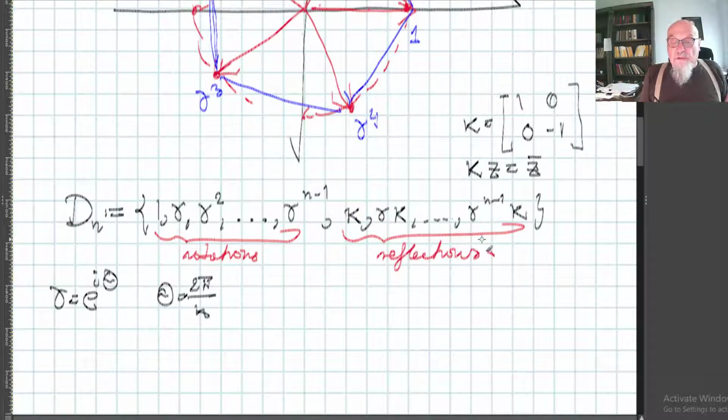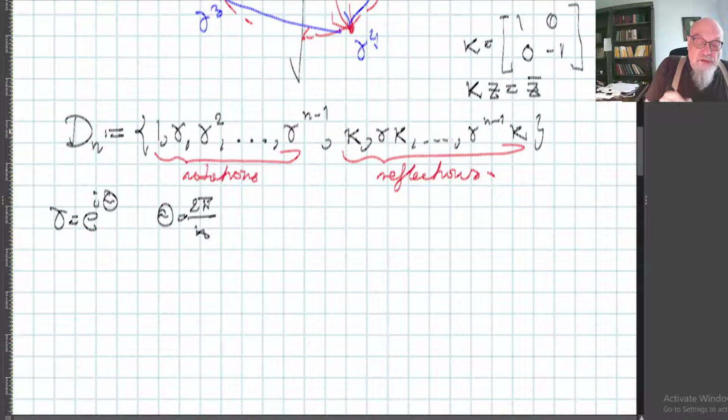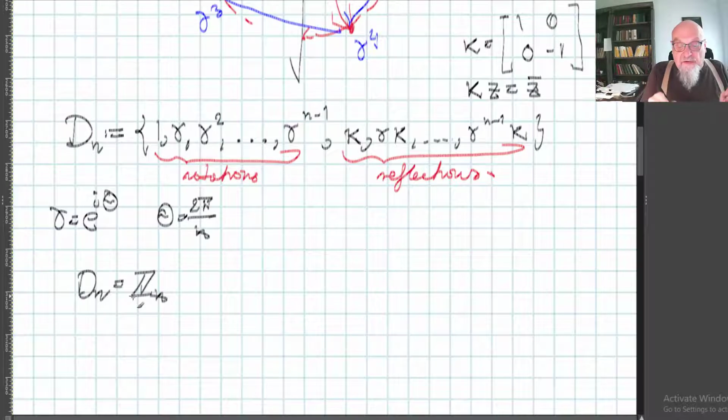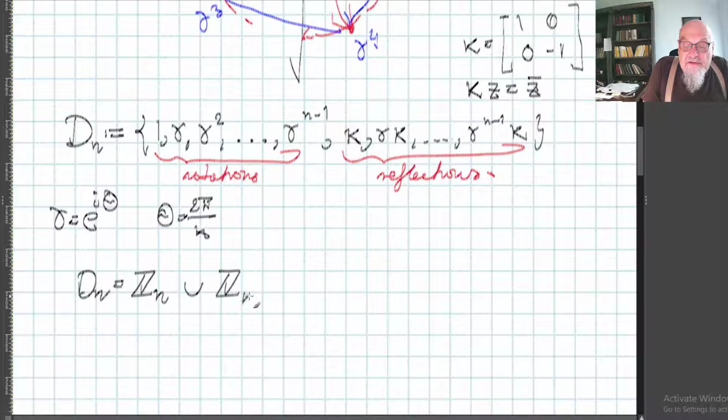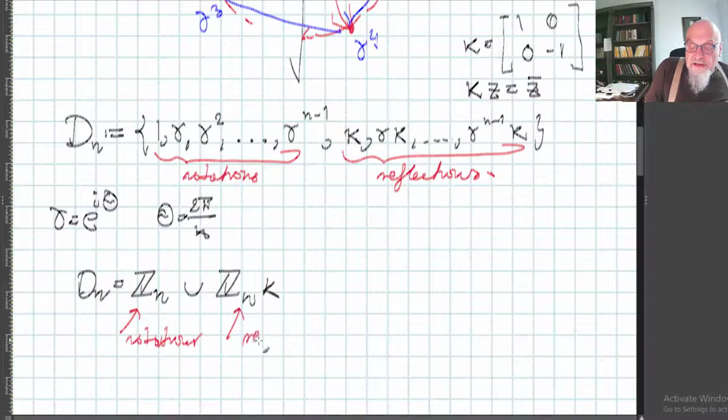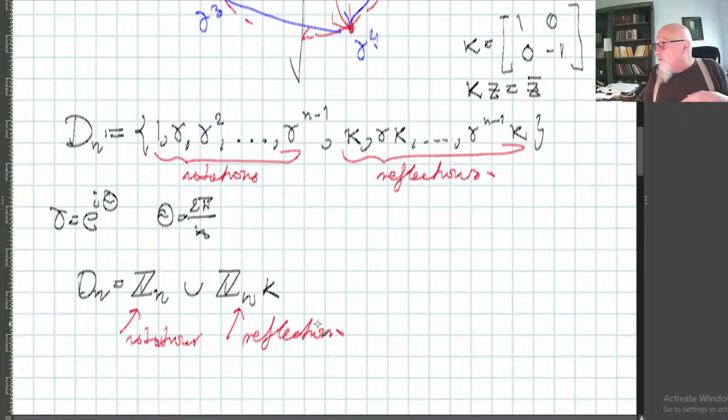So what are the rotations? Rotations are the roots of identity. Clearly, roots of identity. So it is convenient to write that this can be written simply as Zn, the rotations are the roots of identity. So this will be Zn, and then I put here the union with Zn kappa. So those are the reflections, and those are the rotations. And that's good. So this is very good.